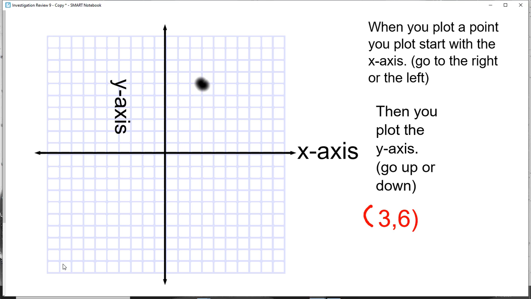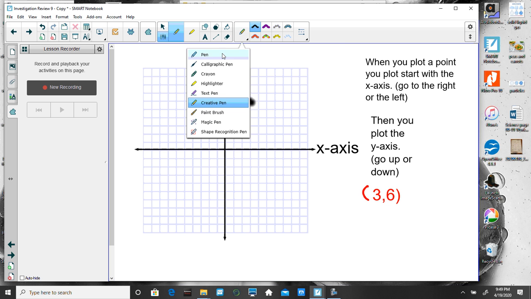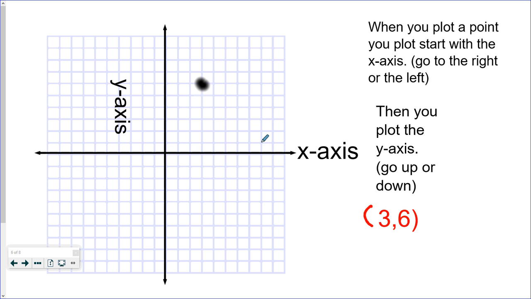So we could see that point when we would do that. I'm going back to a regular pen so that we can see it better. Let's try another one. Let's say we're going to do 2 comma 1. So I would go down the street to 2, and then I would go up 1, and my point would be right there.